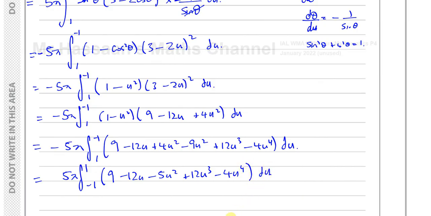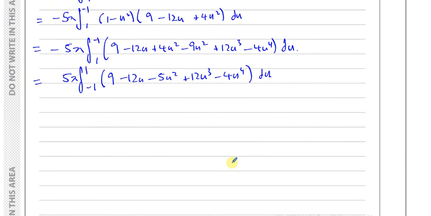Now we can integrate. Okay, so now let's integrate everything. So this is ready for integration. You've got 5 pi bracket. So this is going to become 9u. We're integrating with respect to u, so that's 9 times u. The constant gets a u term. This is minus 12u squared over 2. So I'll just do it directly. 12u squared over 2, so minus 6u squared.